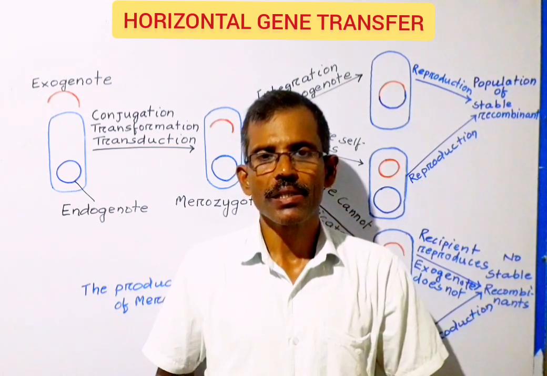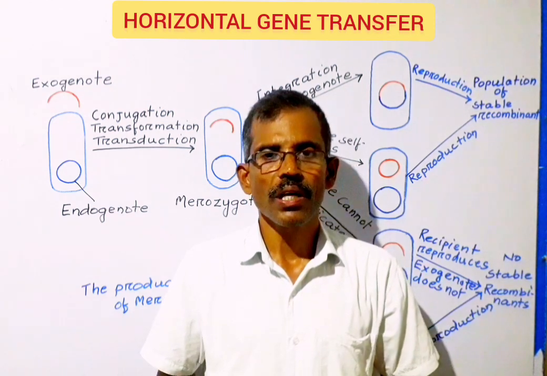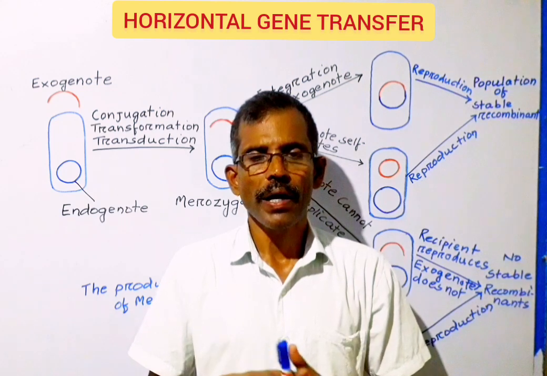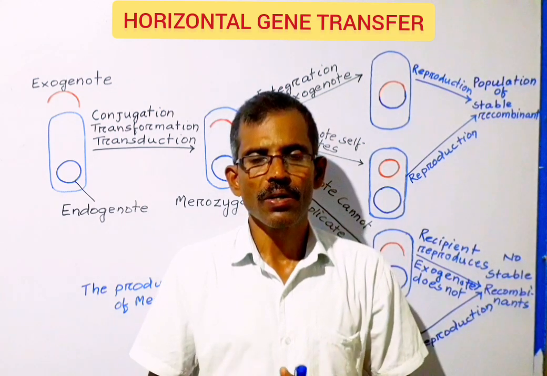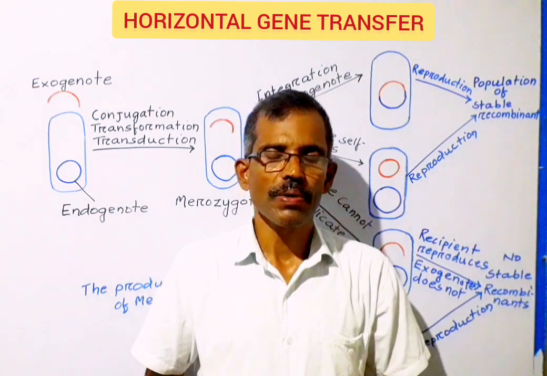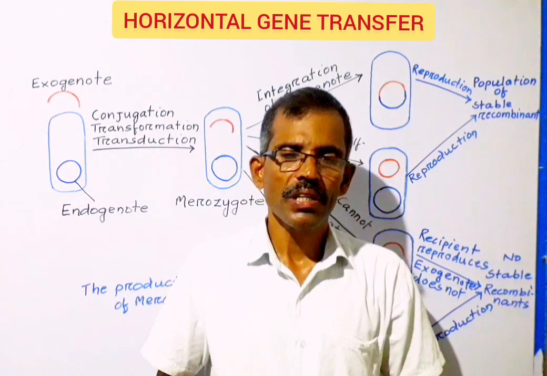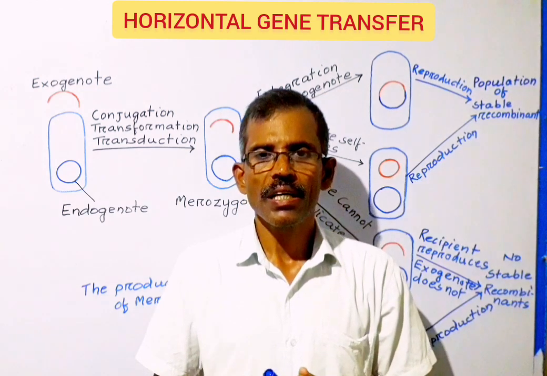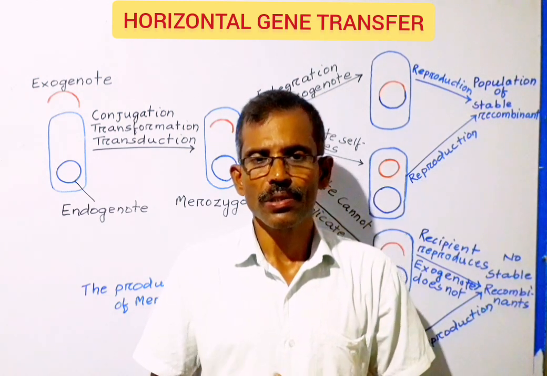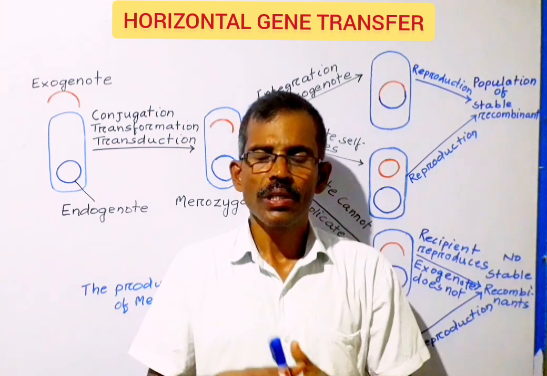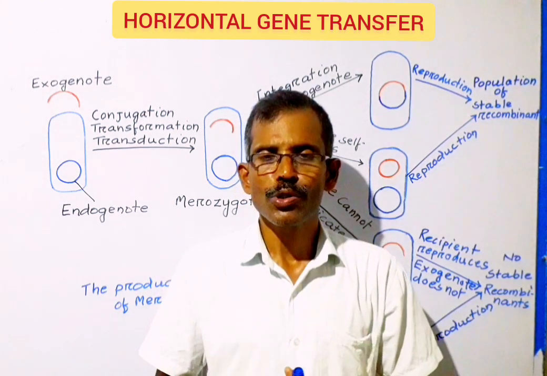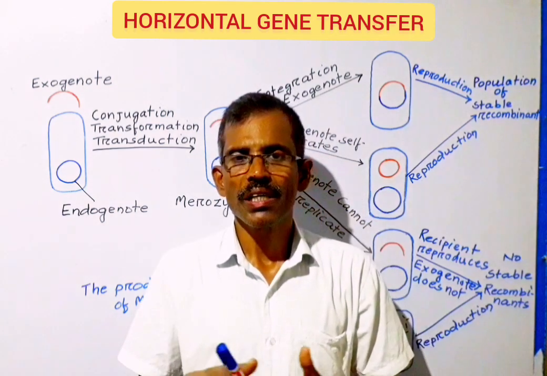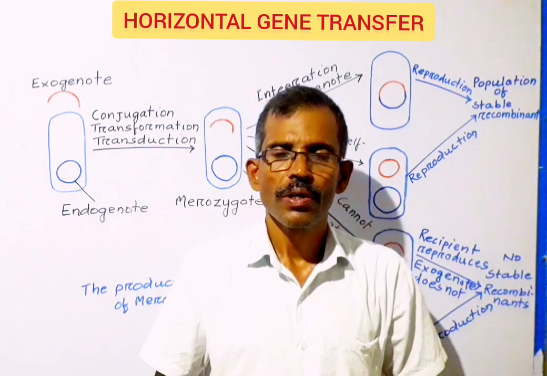Friends, today we shall discuss horizontal gene transfer. The transfer of genes from parents to progeny is called vertical gene transfer. Vertical gene transfer in eukaryotes also introduces genetic variation into the population. With each new generation, recombinant progeny are formed due to gametic fusion during sexual reproduction.